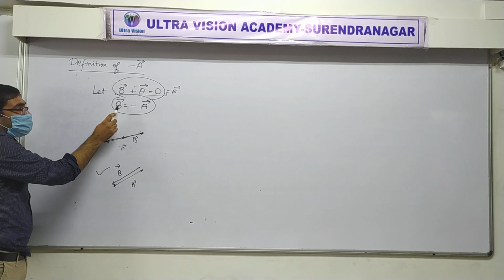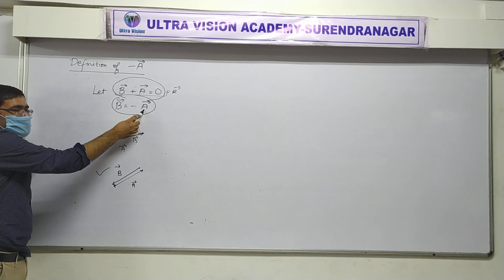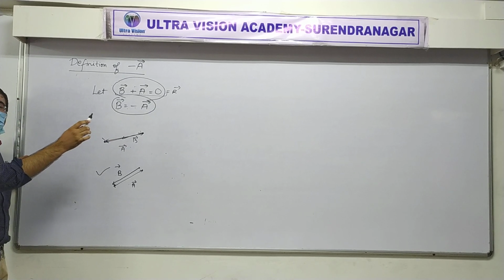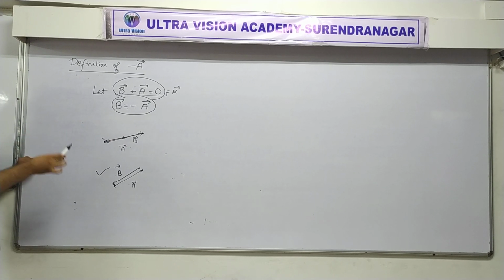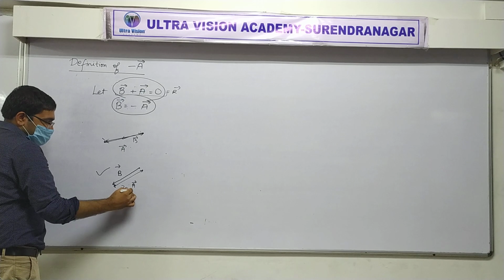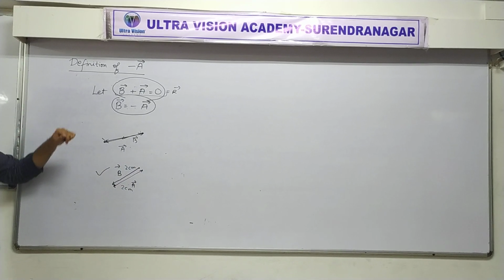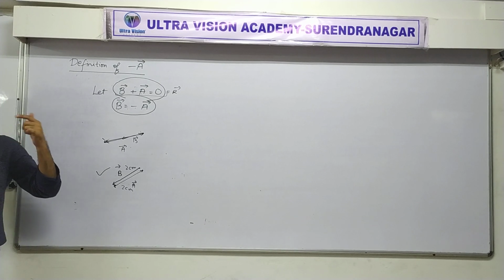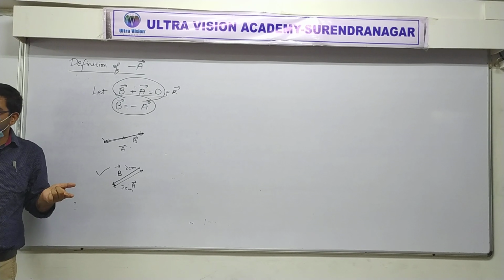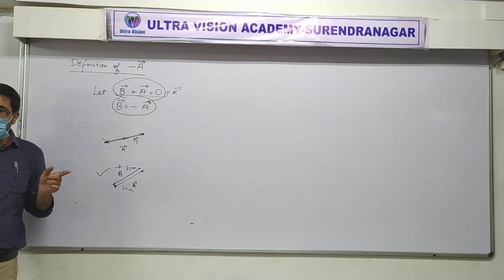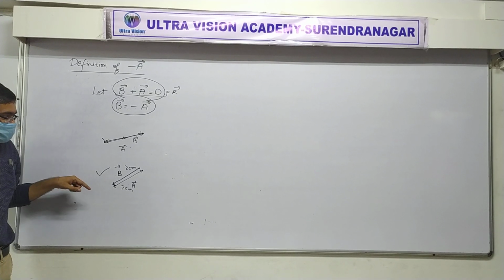So what are we saying? The magnitude of b vector and the magnitude of a vector is the same. Suppose this is 2 centimeters. Then this should also be 2 centimeters, but in the opposite direction compared to A. Now it's not necessary to draw it like this.